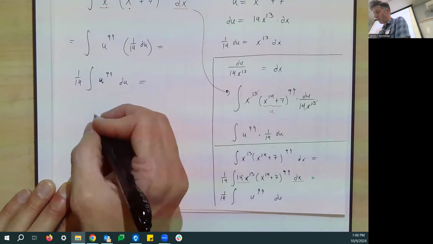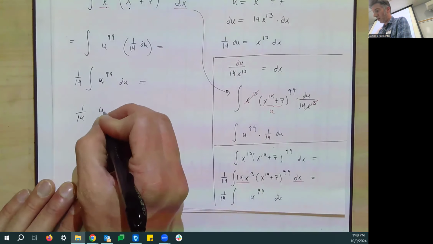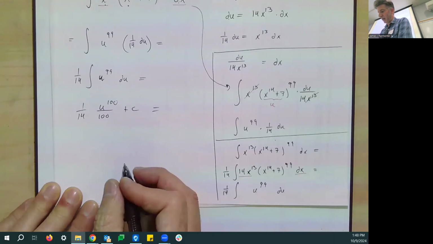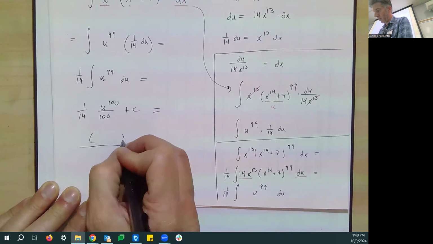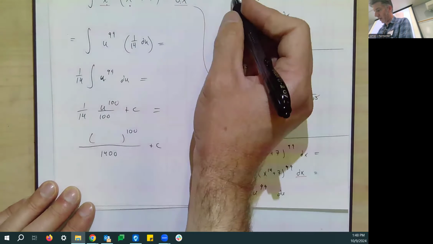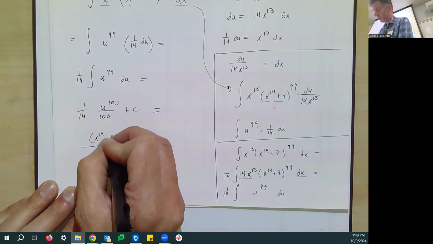And then we're going to get 1/14 times u to the 100th power divided by 100 plus c. We're going to simplify as u to the 100th power over 1400 plus c. And we're going to replace u with x to the 14th plus 7.